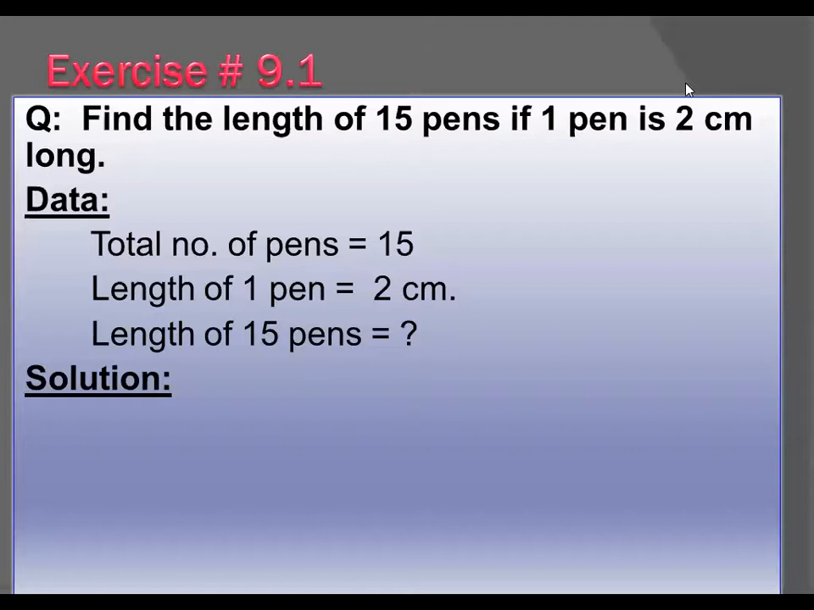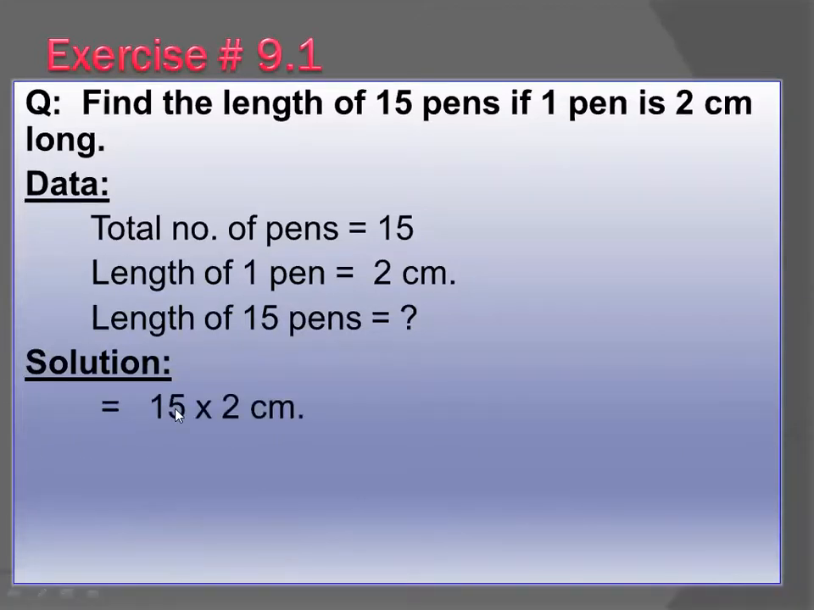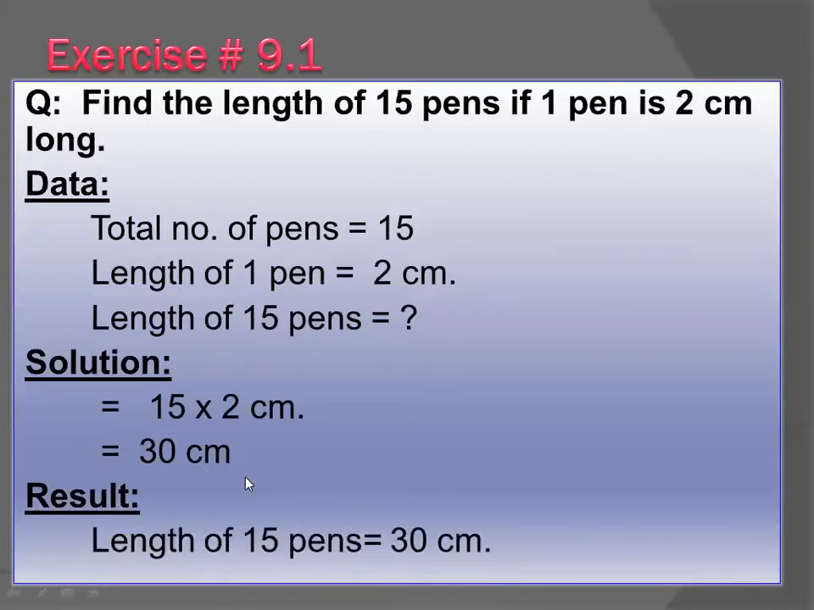So here you are going to perform the multiplication. 15 multiplied by 2 centimeter. Write down the unit with 2 because the unit of 2 is centimeter and there is no unit with 15. So please keep this thing in your minds. Simply you will write 30 centimeter. 15 multiplied by 2 is equals to 30 centimeter. So here is the result. Length of 15 pens is equals to 30 centimeter.